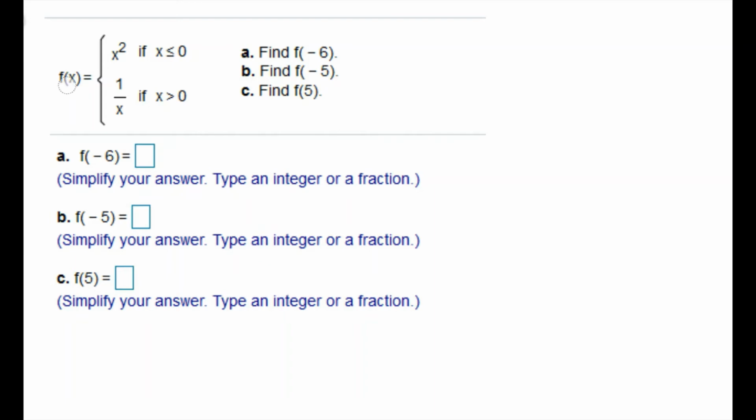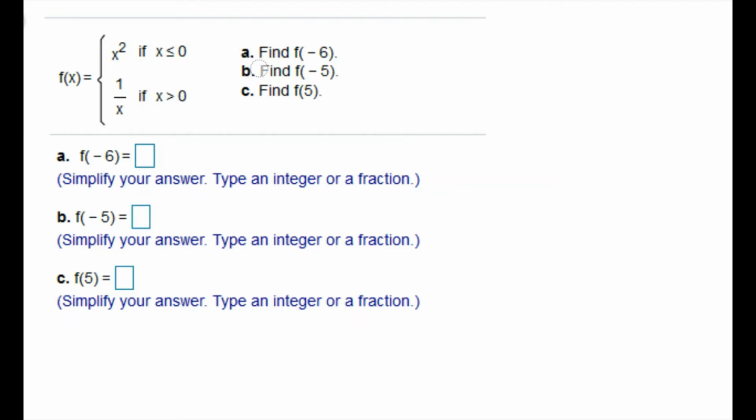This next example gives f of x as a piecewise defined function. A piecewise defined function is when you have multiple equations, and then over here on the side you have some conditions. And the conditions are there to tell you when to use each of those equations. So this equation of x squared should only be used when your x is less than or equal to 0. And this equation of 1 over x should only be used when x is greater than 0.